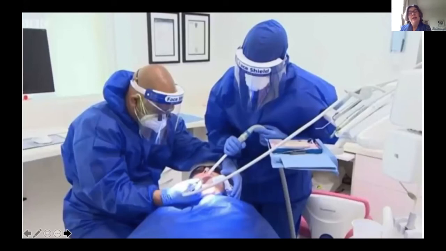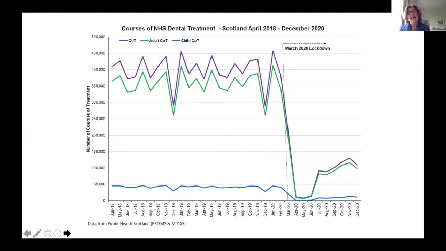And another example of where this group has been creative, and why we meet on a 6-weekly basis, is that we're continuing to monitor the world's evidence that is emerging around the risks of AGPs. There is still no evidence around the viability of SARS-CoV-2 within a dental aerosol. And so we are monitoring because of the impact it has had.